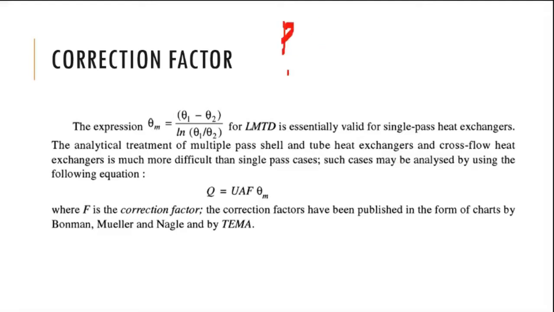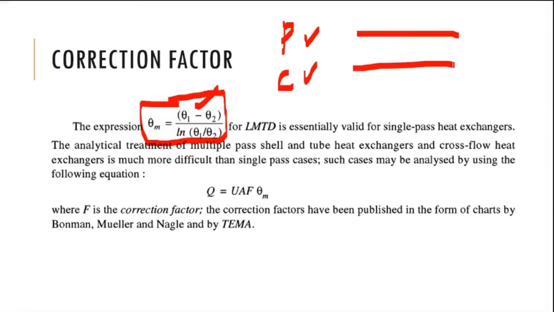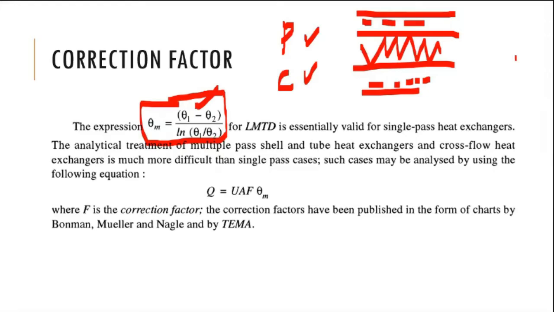For a parallel flow or counter flow heat exchanger, we are done with the derivation that theta m is equal to (theta 1 minus theta 2) by ln(theta 1 by theta 2). In this case, this is the first pipe and this is the second pipe. One fluid will be flowing in the first pipe and the other fluid in the outside pipe. The flow can either be in the same direction or in the opposite direction. For these cases, we get theta m equal to this much.